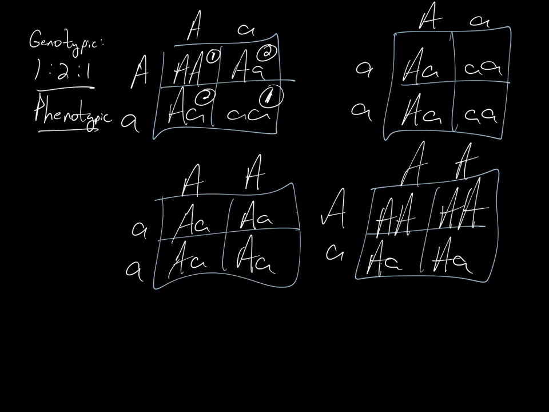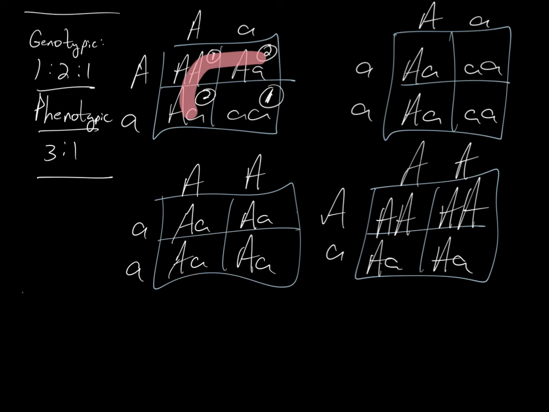is going to be something slightly different, and that's this thing here. All the capital A's are all going to be the same, right? They're all going to look alike. That's your phenotype. So it's 3 to 1. So that's the ratios if you had this, right? So that's a possibility, 3 to 1 or 1 to 2 to 1.